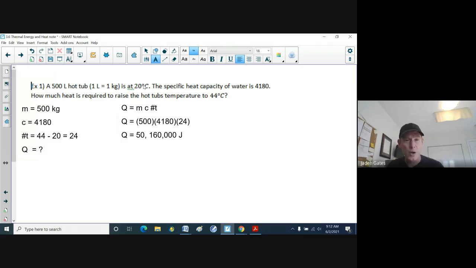So 20 degrees is like room temperature, and 44 degrees Celsius is like my hot tub, like 105, somewhere in there. A lot of energy, though. That's probably why I had to get rid of it.